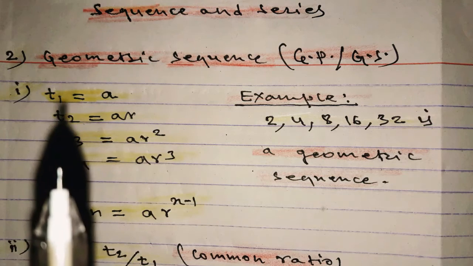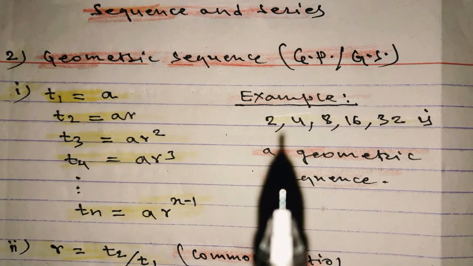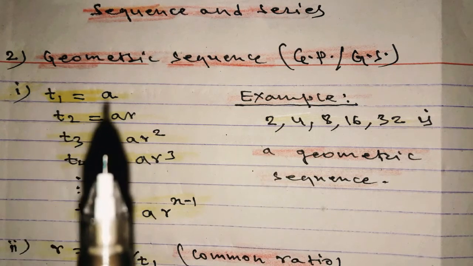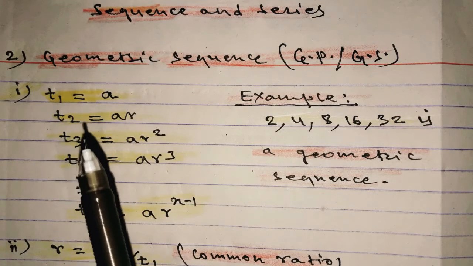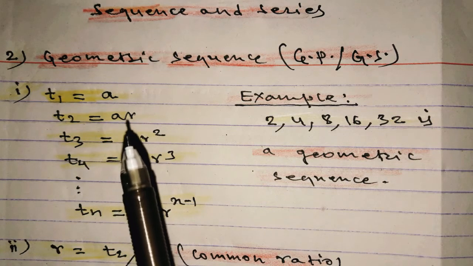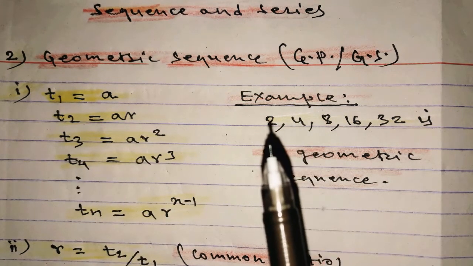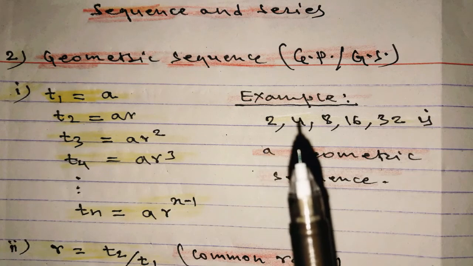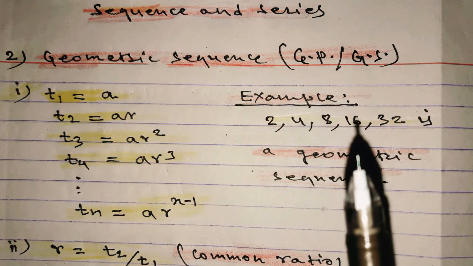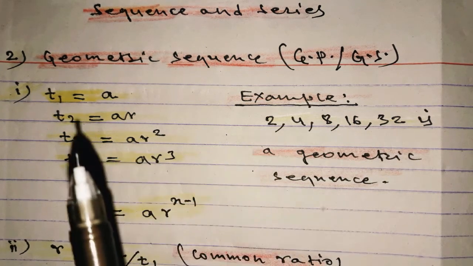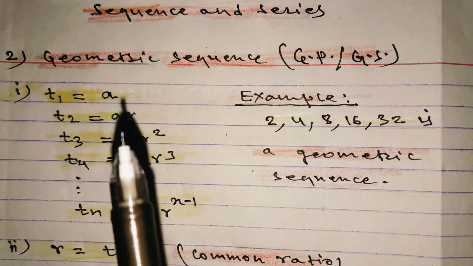Let's look at the formula. T1, that means first term. The first term of a geometric sequence is denoted by the letter A. In this example, A means 2, the first term. T1 = A. The second term, T2 = AR. That means if the first term is multiplied with R, the common ratio, then we get the second term. First term is A and the common ratio is 4 divided by 2. That means if we multiply 2 by 2, we get 4. Again, 4 multiplied with 2, we get 8. 8 multiplied with 2, we get 16. 16 multiplied with 2, we get 32. That means if we know the first term, then the second term is obtained by multiplying the common ratio with the first term.